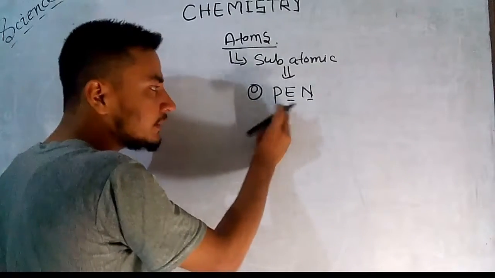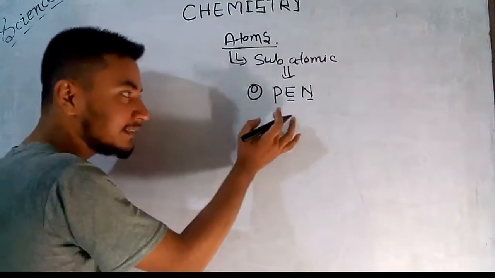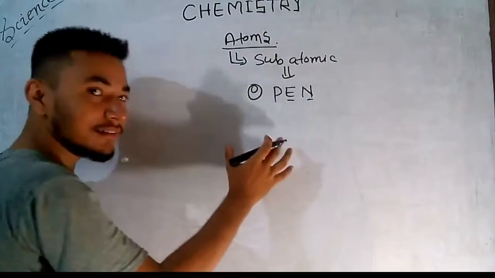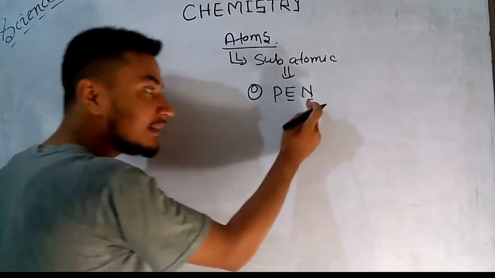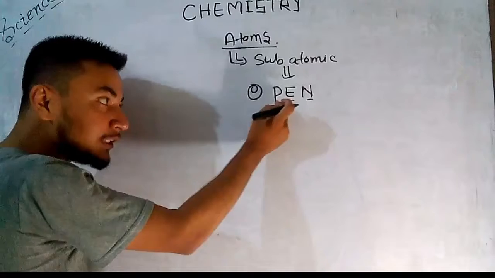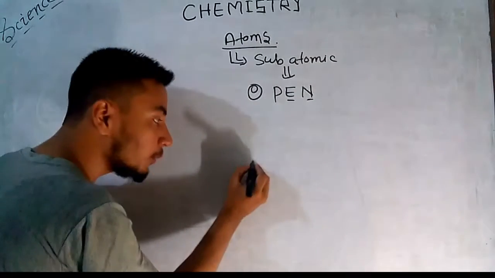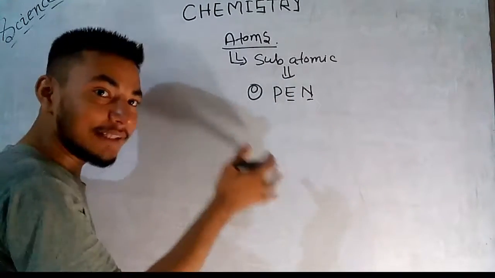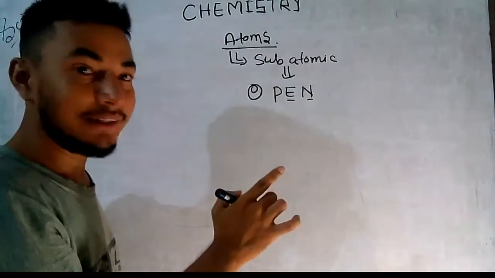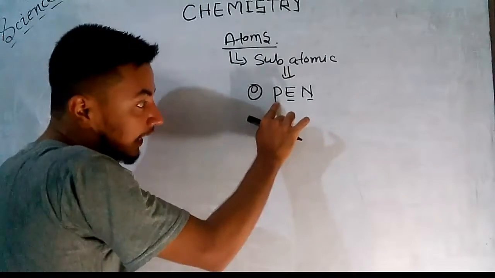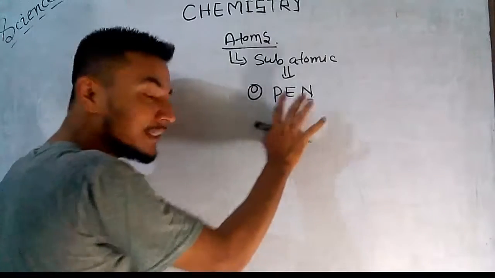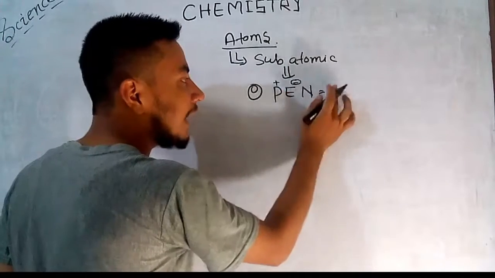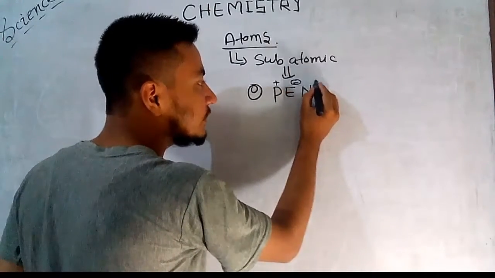Here, proton, electron and neutron, listen. The protons are present in the nucleus, the central core part, along with the neutrons. So protons and neutrons are present in the core, and the electrons revolve around in a circular path, and that path is called a shell, or if you remember, an orbit. Protons are positive charge, electrons are negative charge, and neutrons have no charge, that is zero.